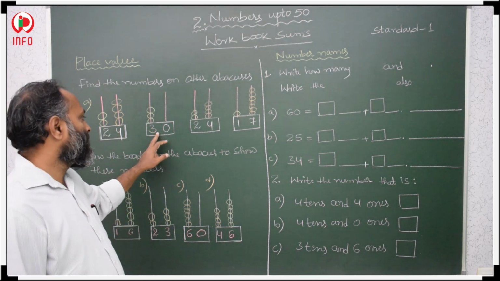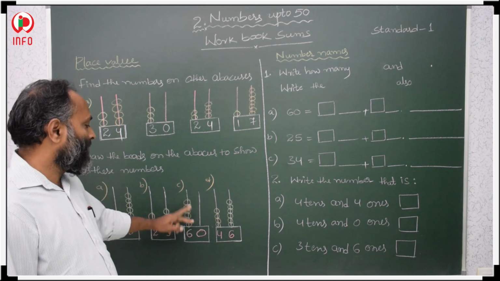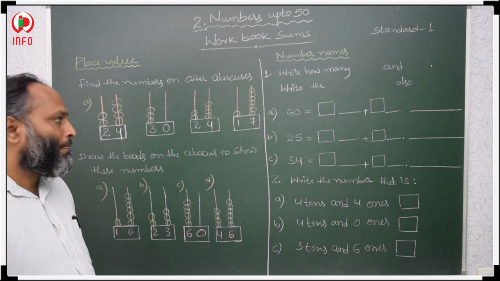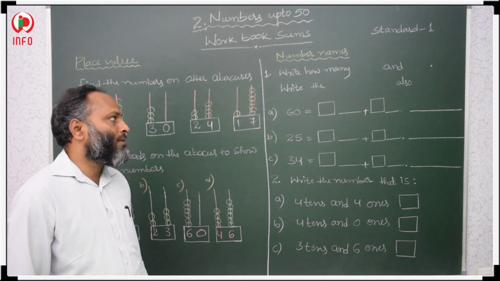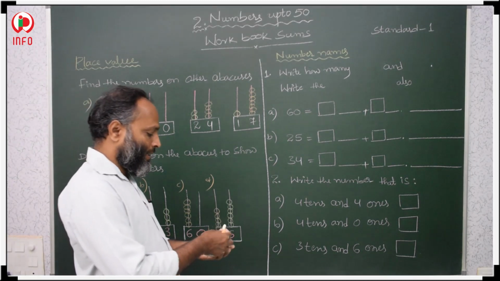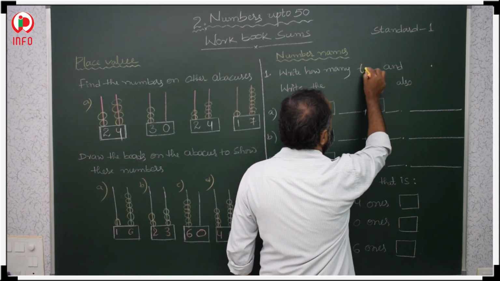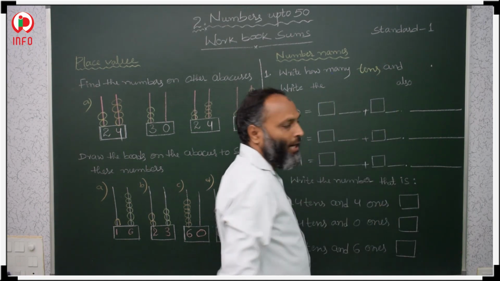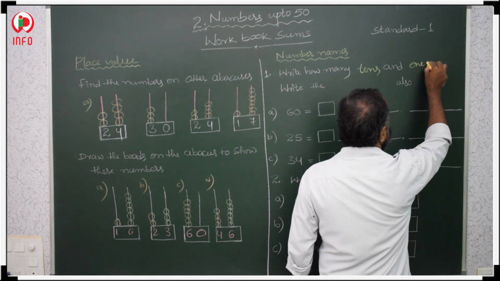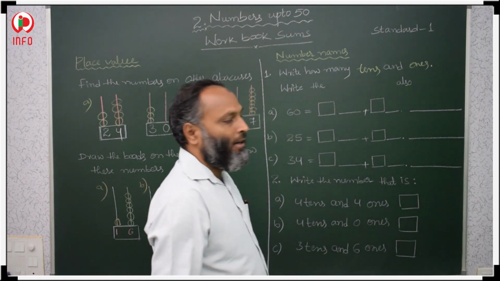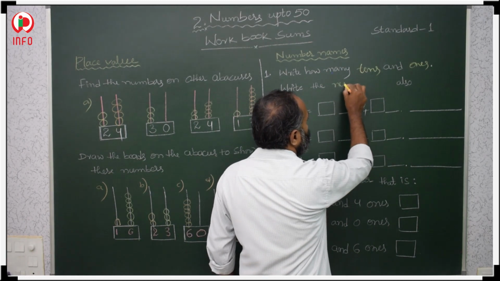If beads are given, the number is like this. If a number is given, then beads are like this. Okay. So this is on the abacus. Showing numbers on the abacus. Here it is asking, in this number write how many tens and how many ones, and also write the number name.